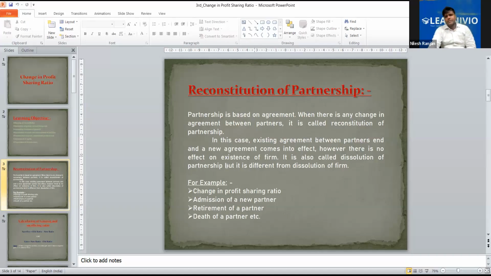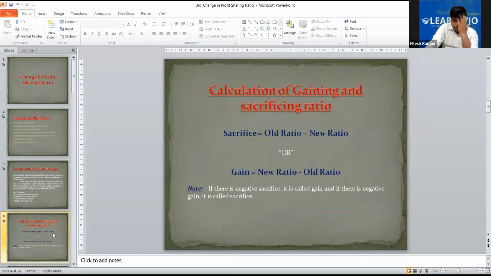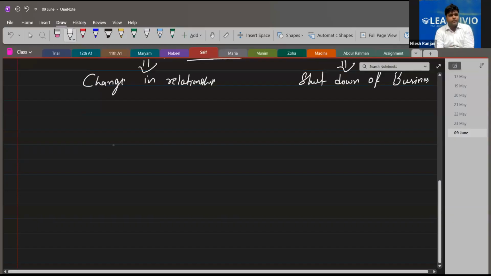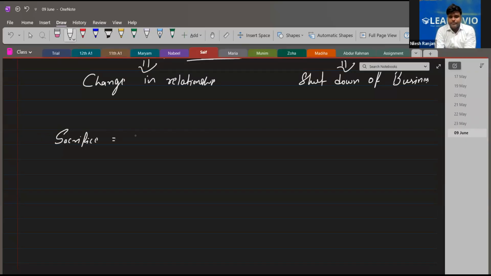Okay. So after this, the first topic, the practical part, the first one is gaining sacrificing ratio. So this is calculation of gaining and sacrificing ratio. You can see the formula. Actually, when we say sacrifice, sacrifice equals old share minus new share. Actually, it is written old ratio minus new ratio, but it is the same, old share minus new share.